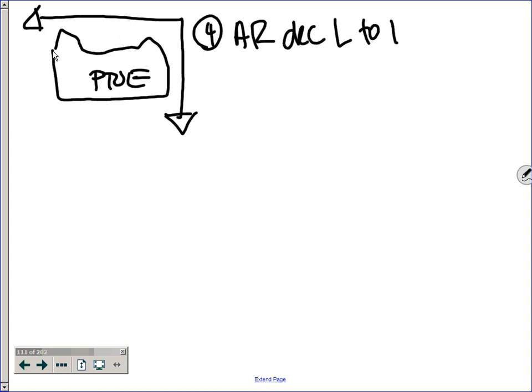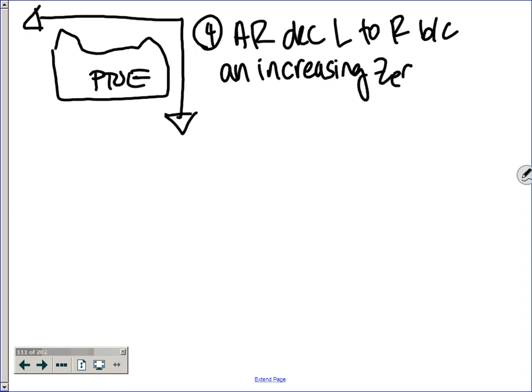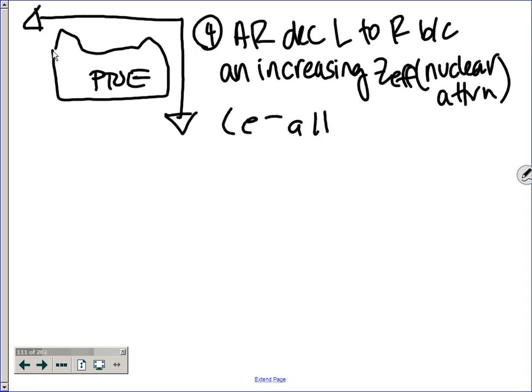Decreases left to right. Okay, so I'm going to say because of an increasing Zeff. Can you tell me what Zeff stands for again? Okay, so Zeff or nuclear attraction. All right, so atomic radius decreases from left to right because of an increasing Zeff, or effective nuclear charge. That just means that the electrons are attracted to more protons.